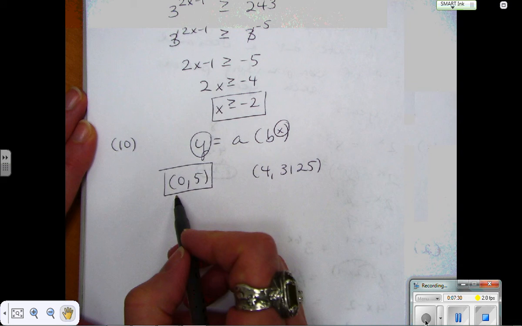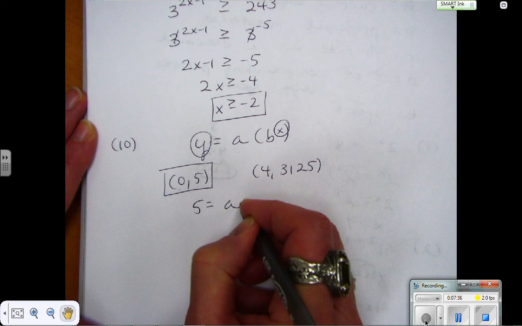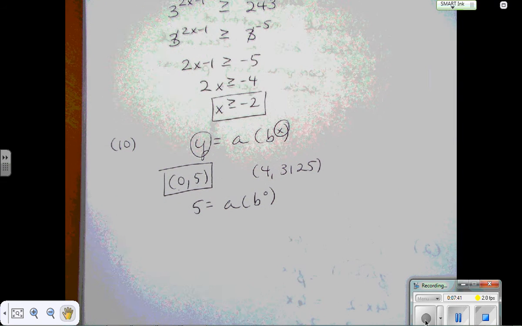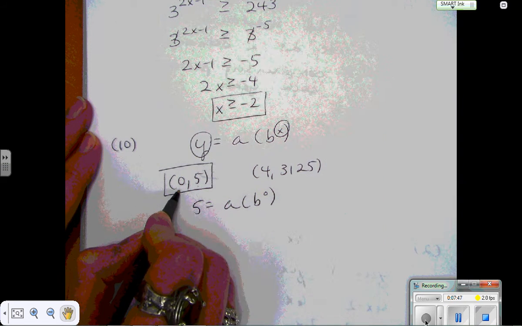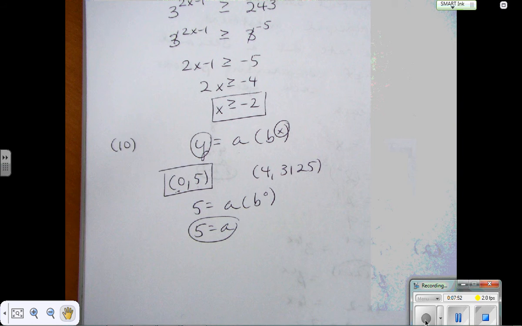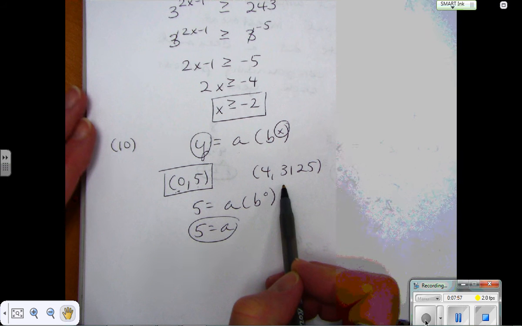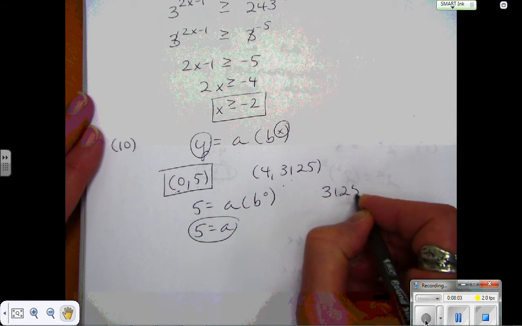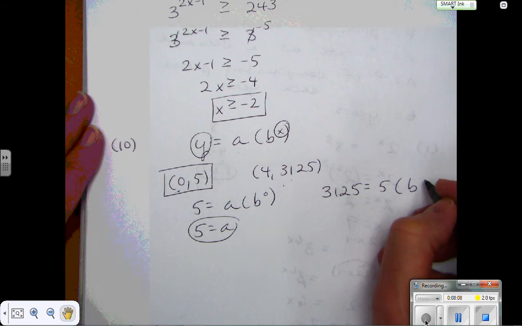When I substitute the y and the x into this equation, 5 equals a times b to the 0 power. What is b to the 0 power going to be? 1, right? So basically, this point is telling you what a is. A is going to be 5 in this case. Okay, so you have one of your variables defined. Now I'm going to use the other point to solve for b. So I'm going to substitute 3,125 in for the y. A is 5. B is what I'm solving for. And the x is 4.